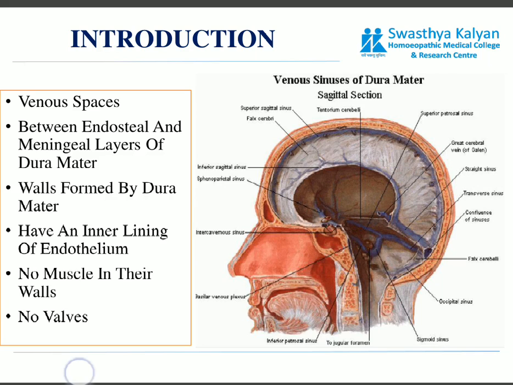So you can see in the figure, this is the dura mater. The upper layer of the dura mater is the endosteal layer, which is in relation with the skull bone, and the inner layer is the meningeal layer that is related with the brain or the next meningeal layer. You can see the blue venous spaces, these are referred to as cranial venous sinuses. They have a lining of endothelium. There are no muscles and no valves.